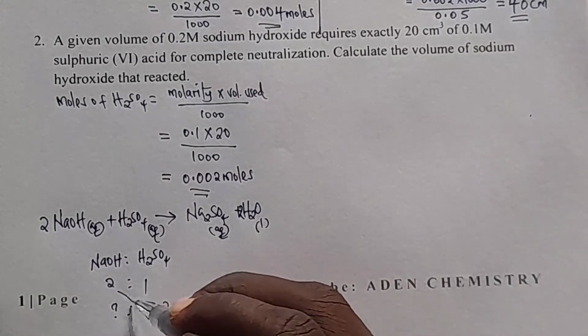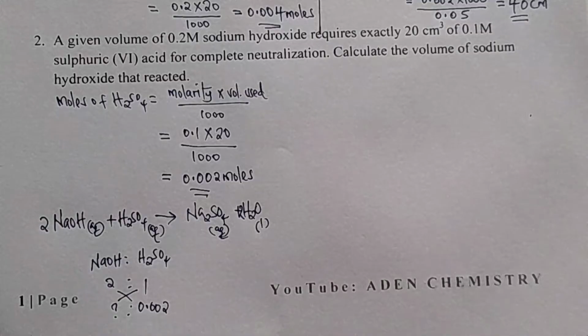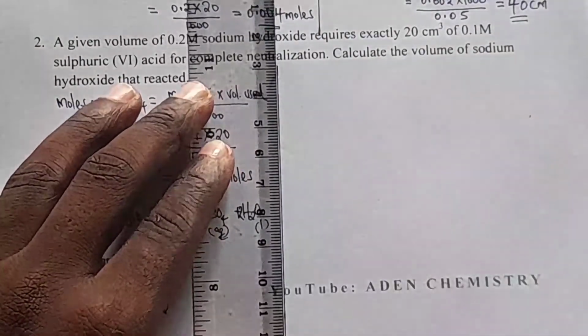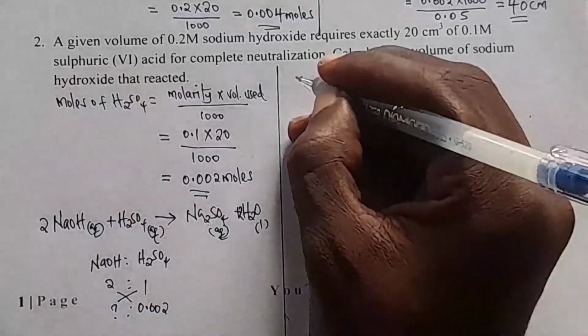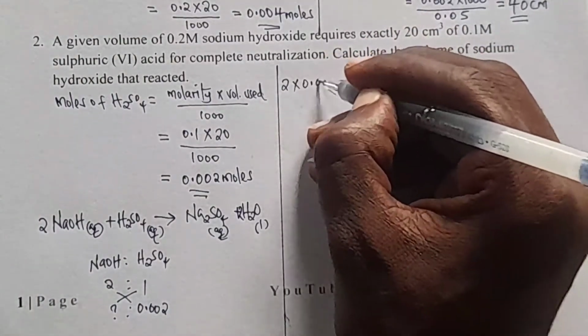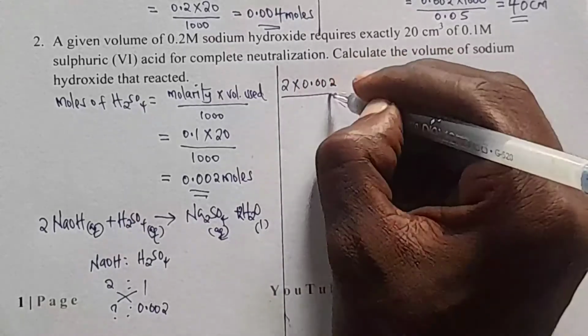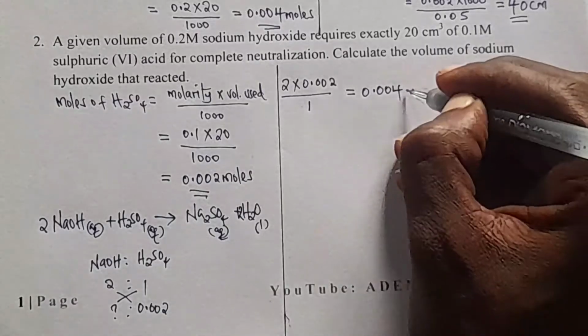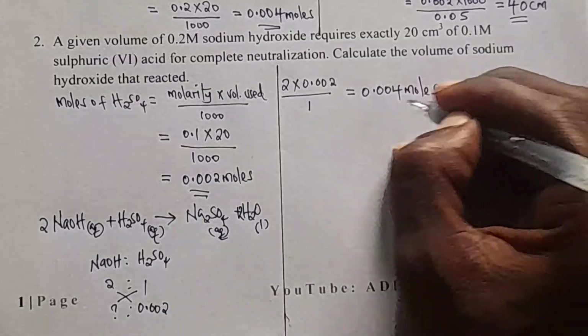What about the sodium hydroxide? We can cross multiply. The number of moles of sodium hydroxide will be 2 times 0.002 divided by 1, which is equal to 0.004 moles of sodium hydroxide.